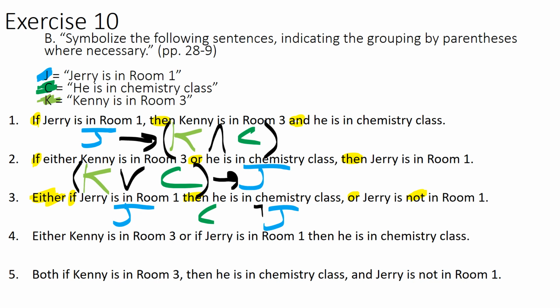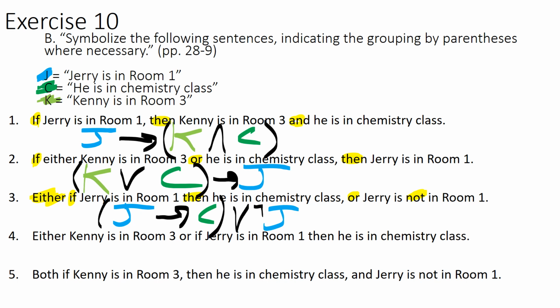So we have if J, then C. Let's put that in parentheses. And this is in a disjunction relationship, so we'll have to have our descending wedge. So parentheses, if J, then C, close parentheses, or not J.